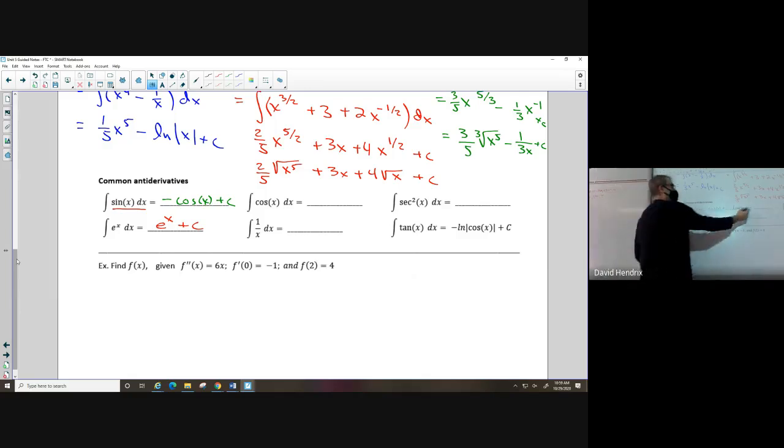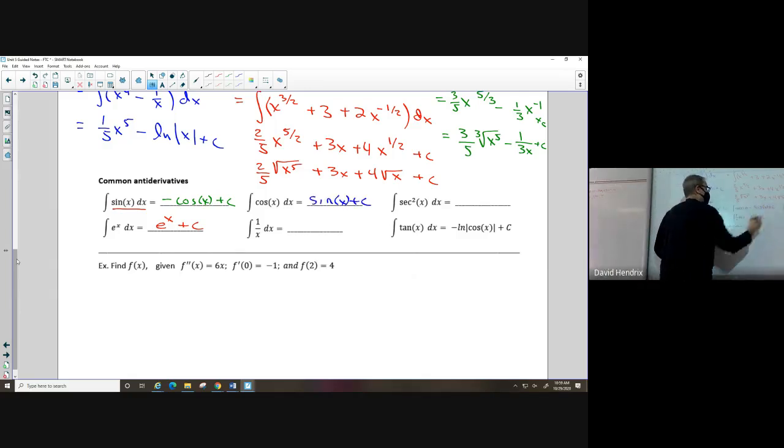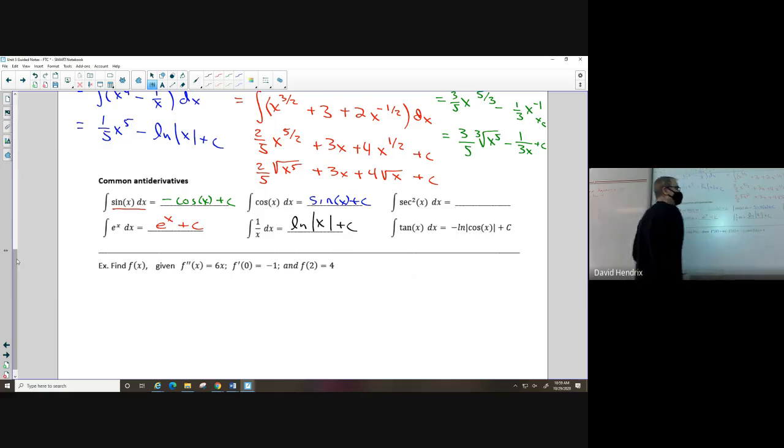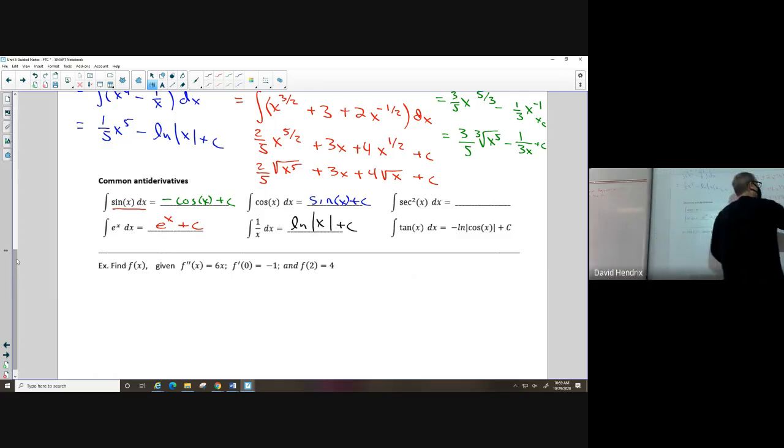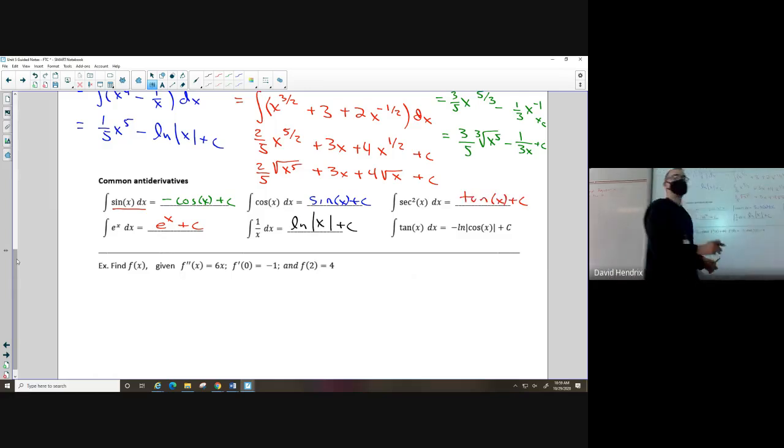How about cosine? It's going to be sine. 1 over x. We just talked about that one. ln, natural log, the absolute value of x plus c. What do you think about secant squared x? Tangent x, right? And this one I put on here, so tangent x.